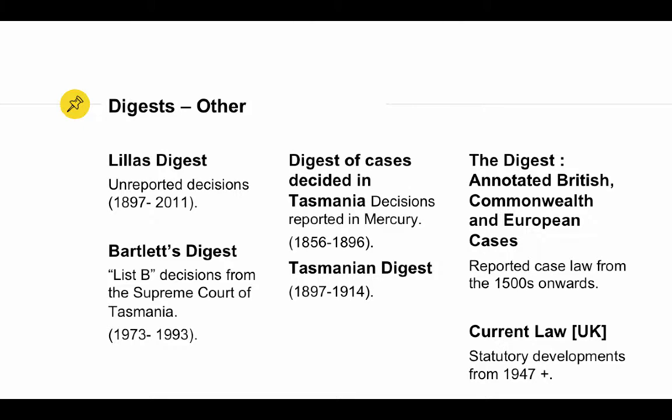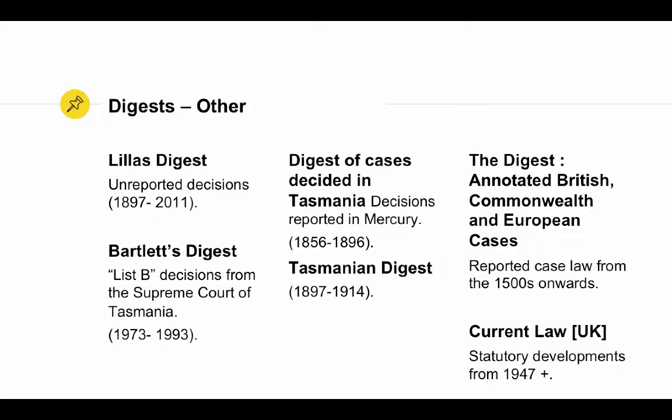The LILAS Digest is very commonly used in Tasmanian legal research. So that covers a lot of unreported decisions within Tasmania, and it's an excellent resource. Like the Australian Digest, it is only available in print, but it is at the University of Tasmania Law Library. And it's a resource worth becoming familiar with before going into practice, because it is often used by practitioners.